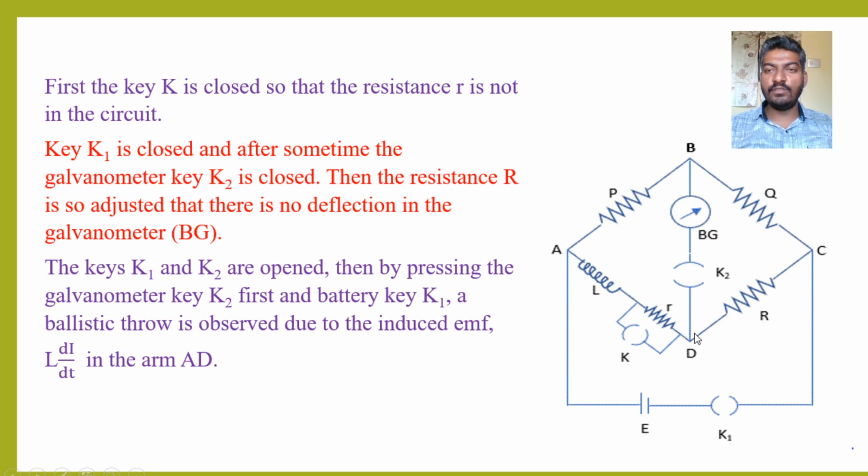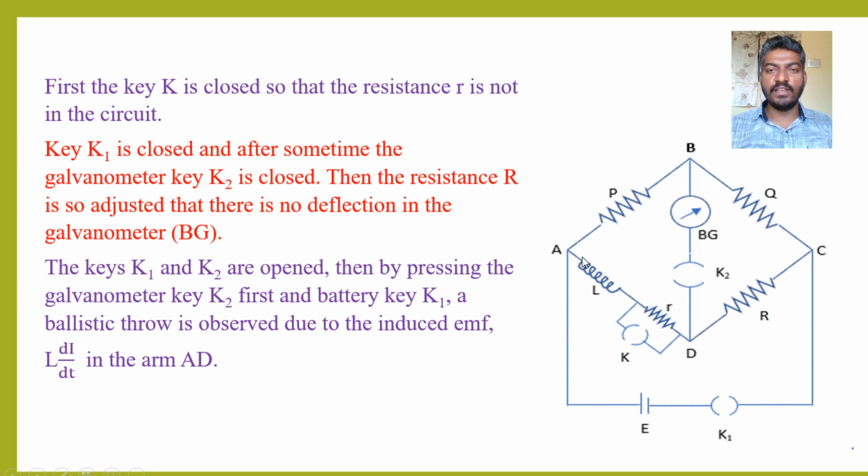Next, we have to open the keys K1 and K2. After some time, close the key K2 and then press the key K1. Then this ballistic galvanometer shows some deflection. Let us take θ1 to be the first deflection observed through this ballistic galvanometer. The deflection is due to the induced EMF in the arm AD. That induced EMF is due to the inductor L.